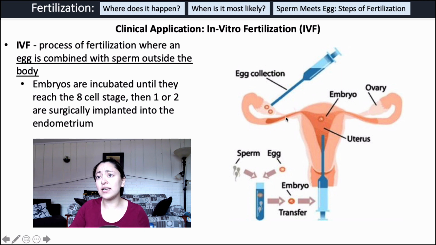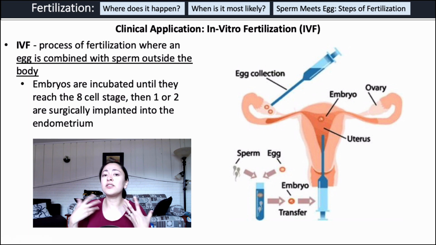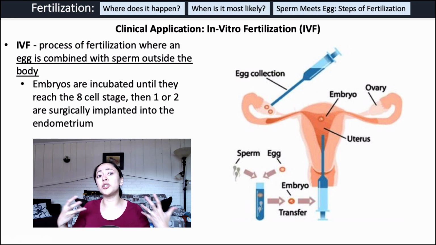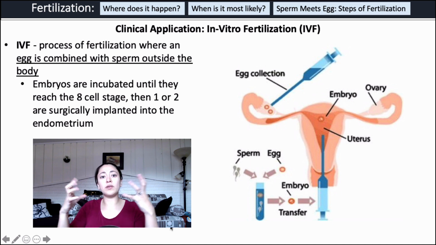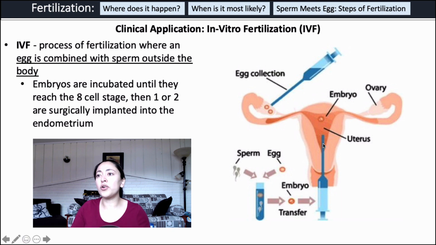How this procedure is done is the female is usually given some sort of medication, usually containing hormones. It stimulates the ovaries to produce multiple mature oocytes. And then they will actually remove some of the eggs from the ovaries. Then they'll mix those eggs with sperm outside in some sort of test tube. And then once the embryo has started to divide and reached about the 8-cell stage, they'll surgically implant one or two of these into the inner lining of the uterus and hope that one of them takes and starts to develop.